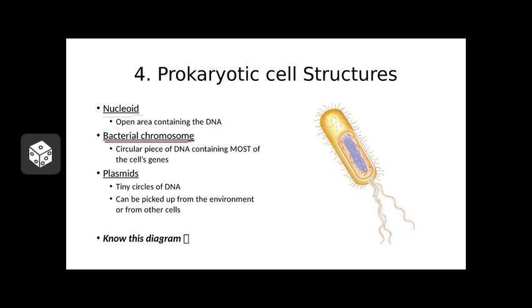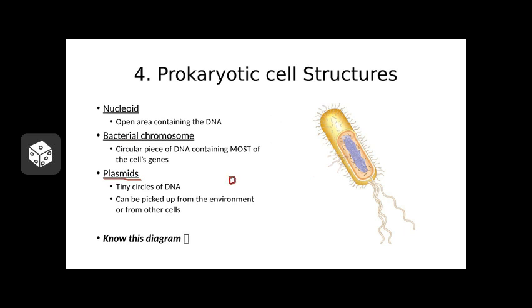But in prokaryotic cells, there's a single chromosome called the bacterial chromosome, and it's going to be looped together in kind of a circle. Here, that circle is kind of collapsed, so it's a little hard to tell that it's a circle. There are also other little pieces of DNA that can be found inside prokaryotic cells, known as plasmids. Plasmids are little bitty circles of DNA.